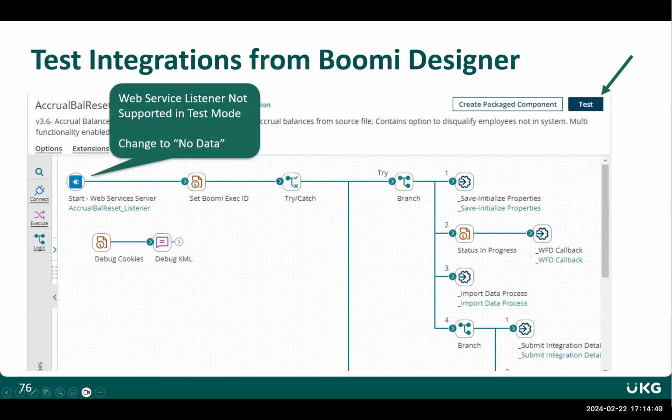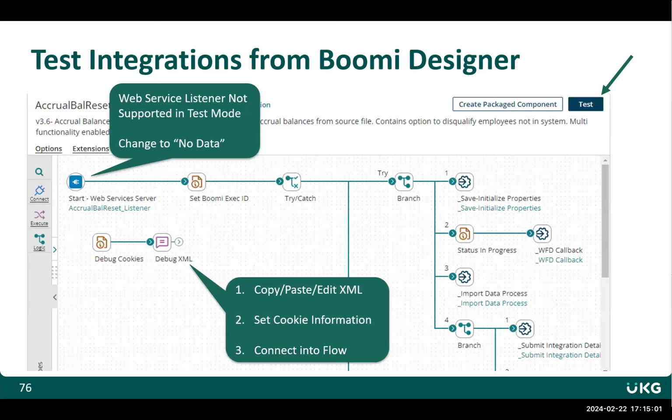So first things first, we change the start shape from a web service to a no data start shape. That's the first thing we have to do in the workaround. The second thing we have to do in the workaround is configure these two shapes and connect them into the flow. The message shape is going to have the XML in it that our programming needs to pick up. And where does that XML come from? Well, we can go to process reporting, find something that ran on our tenant earlier, copy that XML out of that process report and paste it into this message shape.